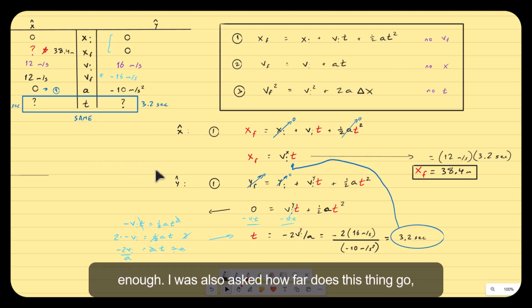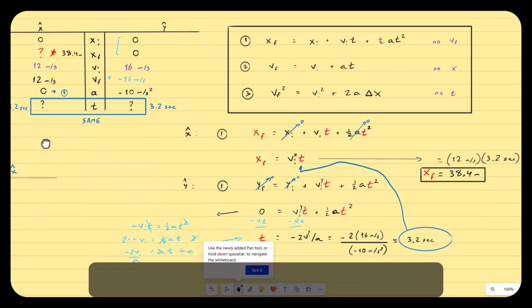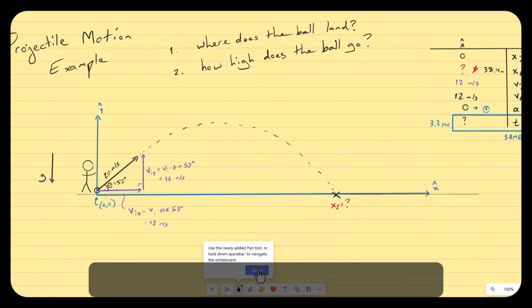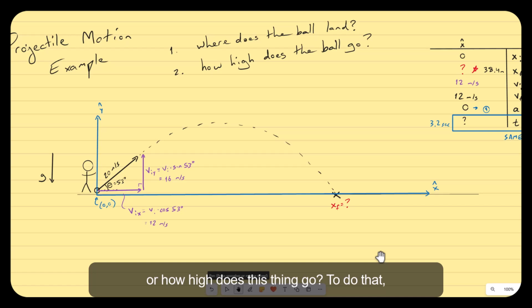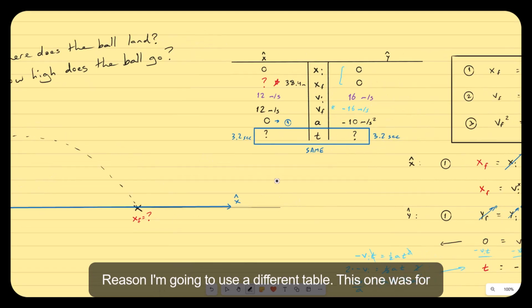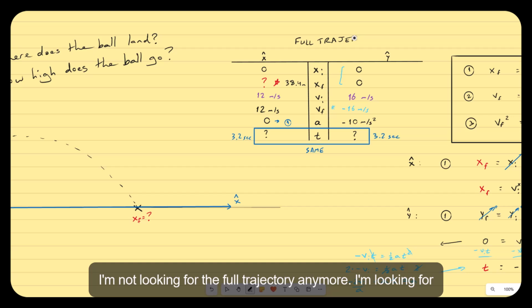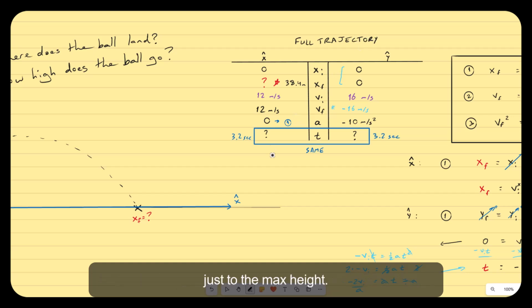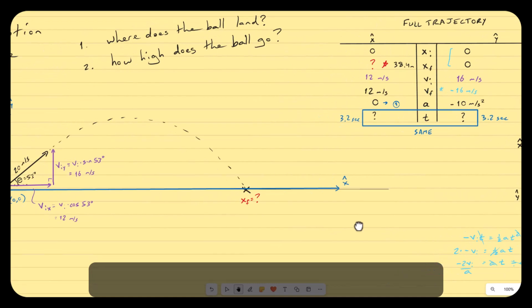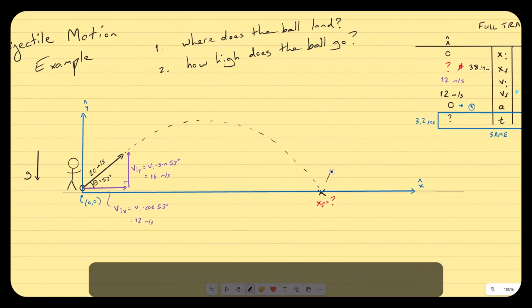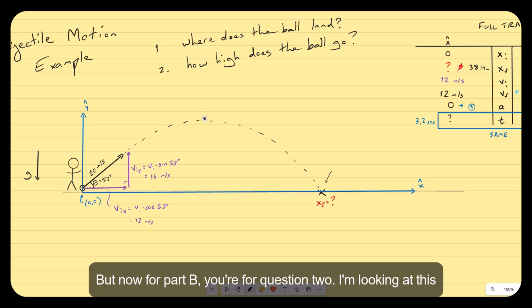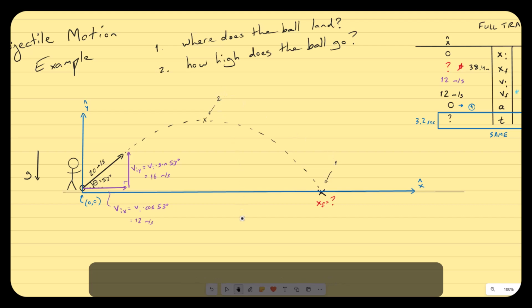Now, I was also asked, how high does this thing go? To do that, I'm going to use a different table. The reason is this one was for the full trajectory. I am not looking for the full trajectory anymore. I'm looking for just the max height. So that table was good to land here. But now for part B, or for question 2, I am looking at this location. This is question 1. This is question 2. I'm looking at that location.